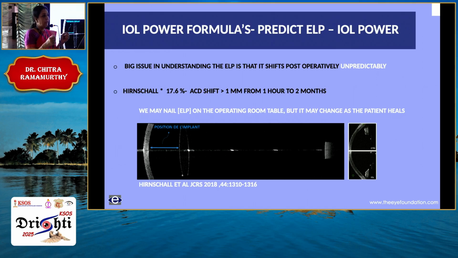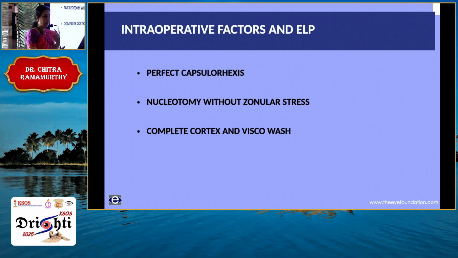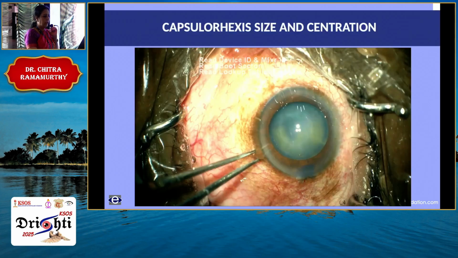So although we have hit the nail on the head, post-operatively there could be some capsular bag fibrosis or shrinkage of the capsular bag, which nothing can be done about. But intraoperatively, what we could do is get a perfect rhexis with the right rhexis overlap, do nice nucleotomies without shallowing of the anterior chamber, without exerting stress on the zonules, and do a complete cortical washout.